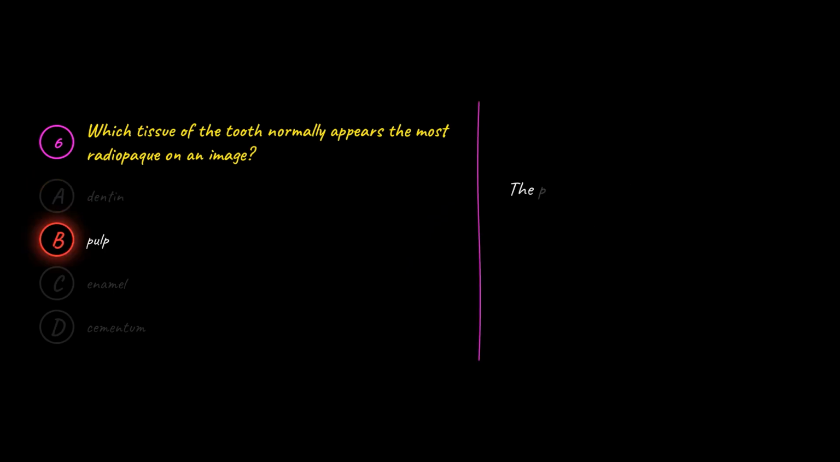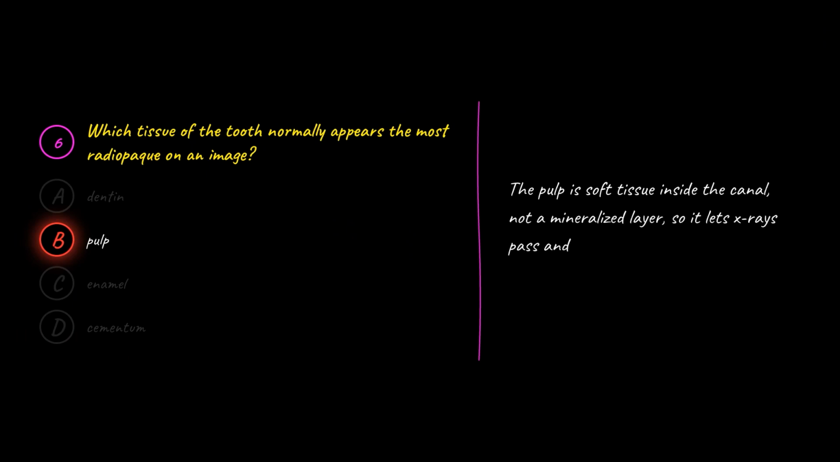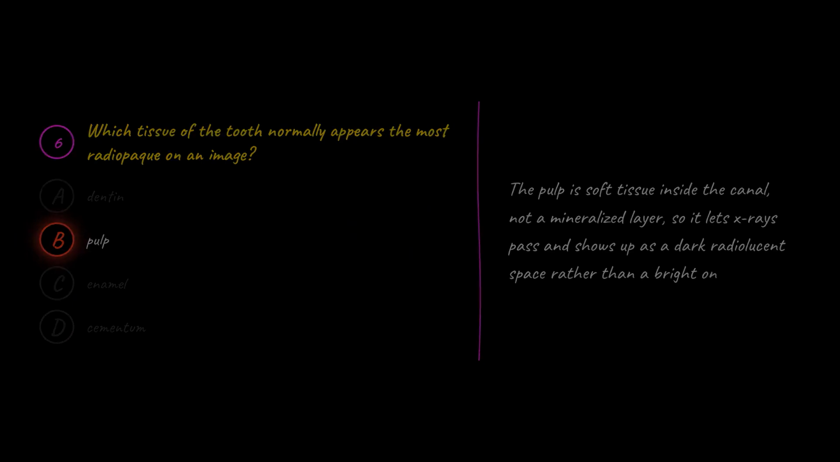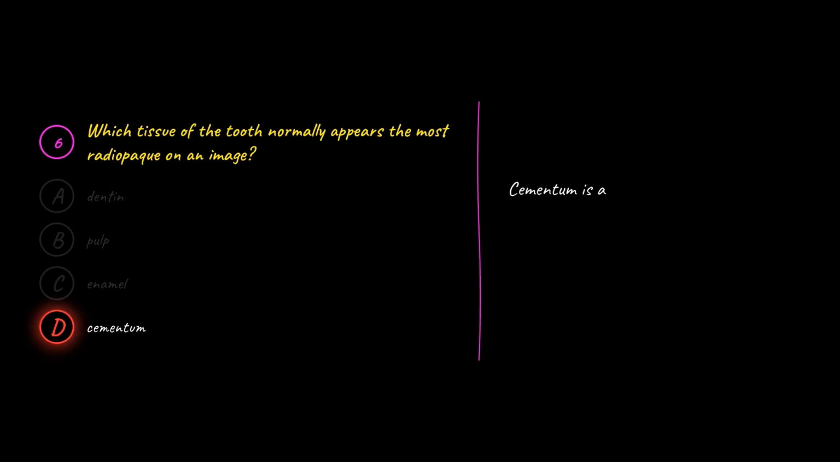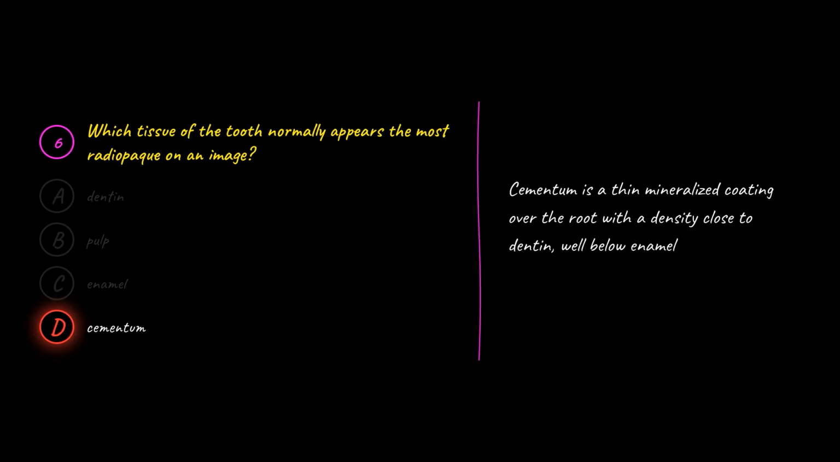B is wrong because the pulp is soft tissue inside the canal, not a mineralized layer, so it lets X-rays pass and shows up as a dark radiolucent space rather than a bright one. D is wrong because cementum is a thin mineralized coating over the root with a density close to dentin, well below enamel, so it cannot be the densest layer the image highlights.